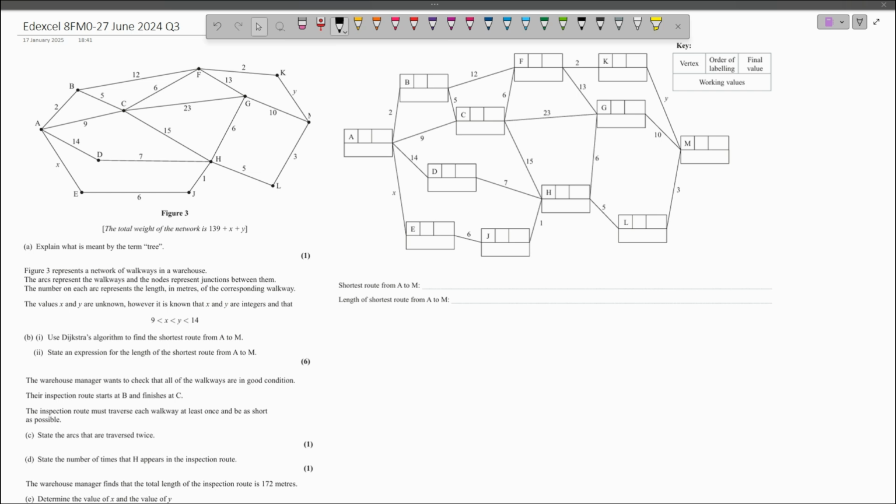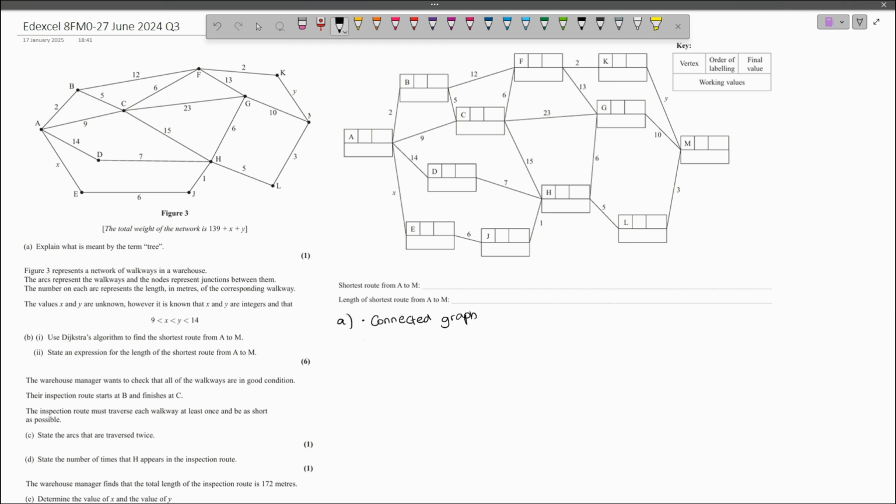And actually this question starts off with a relatively straightforward question. So the question is asking us what is meant by the term tree. And there's two important facts for a graph to be a tree. First of all, a tree is a connected graph, which means that there exists a path from any vertex to any other vertex.